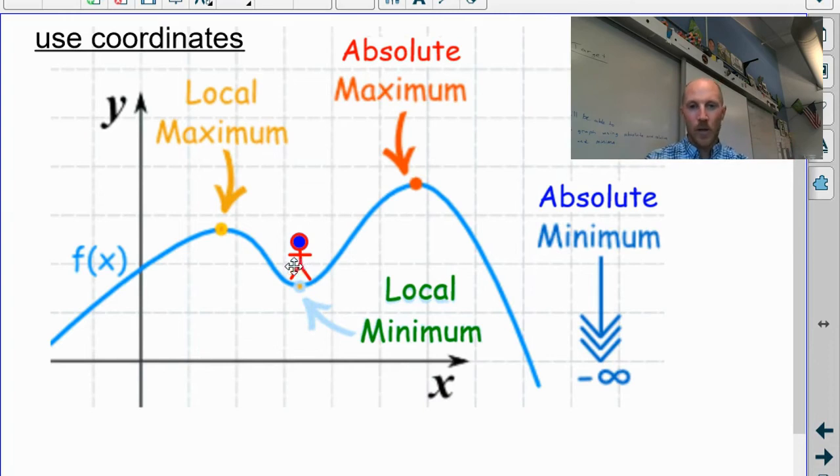And so in this case, my little graph walker is going to go to the left. That's a little bit higher. And if they go to the right, that's a little bit higher. So that means this is a minimum.